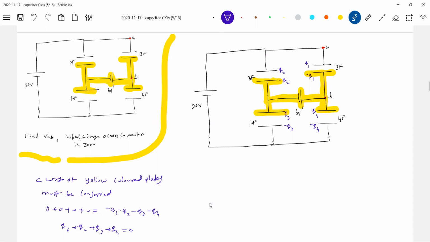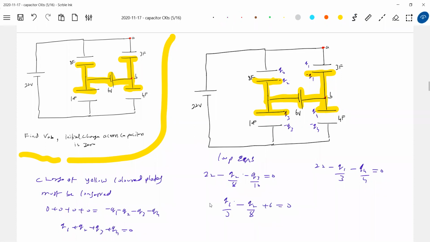Right, loop equation, 22 volt. Loop equation, sir. 22 minus q2 by 8 minus q3 by 10 equals 0. Then 22 minus q1 by 3 minus q4 by 4 equals 0. One more, we can also do it like this: q1 by 3 minus q2 by 8 plus 6 equals 0. So what is this? The path like this.